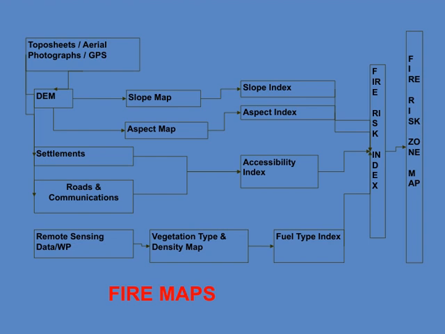Next, we consider infrastructure such as roads and communication networks, which are crucial for accessibility and emergency response. Settlements are mapped to understand where people live and how they might be impacted. Moving on, we incorporate vegetation type and density maps. These are vital because different types of vegetation and their density influence fire behavior significantly.